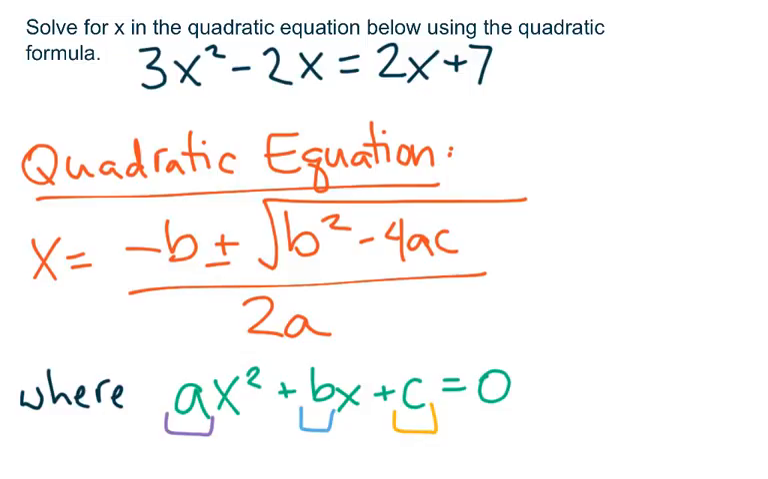Solve for x in the quadratic equation below using the quadratic formula. 3x squared minus 2x equals 2x plus 7.